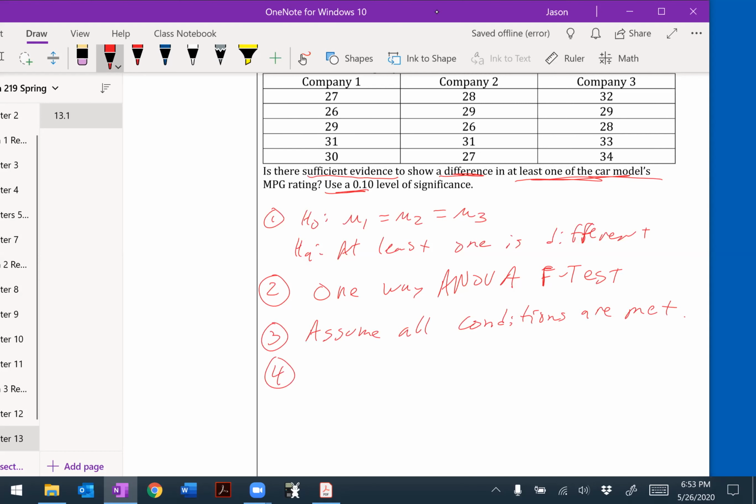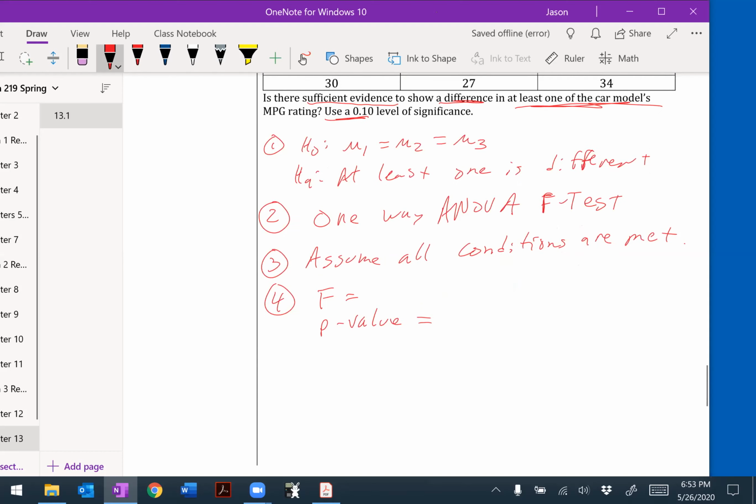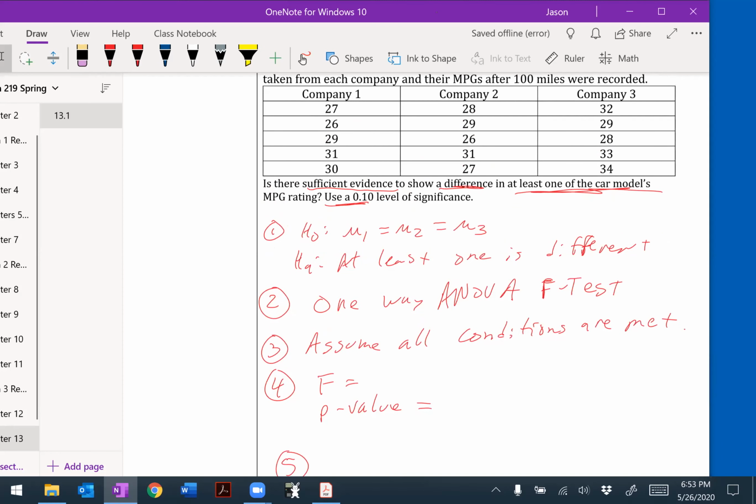Number 4, this is where we actually calculate the statistics. F equals and the p-value equals. And then number 5, we're going to have our conclusion based on these. So let's use our values here and plug that into StatCrunch real quick.